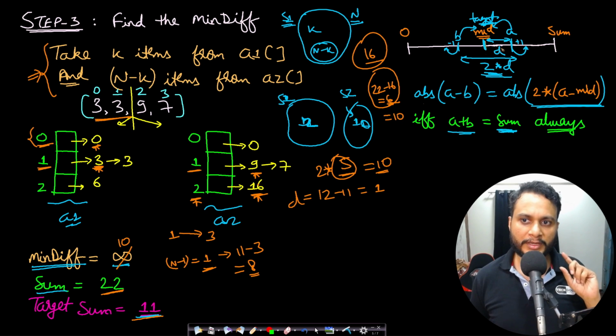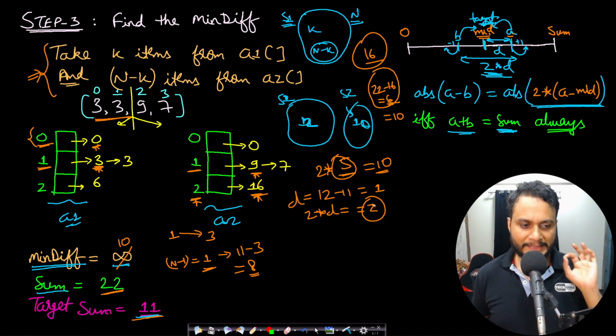So the difference between A and B will be 2 times D. You know that, right? Because D is the difference between A and the mid value. So the difference between A and mid will be the same as mid and B. So 2 times D will be 2. Therefore, we have found that this difference is 2 and the previous known difference is 10. So let's update this to 2.